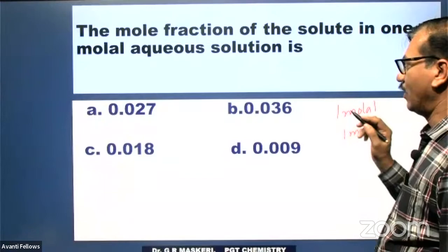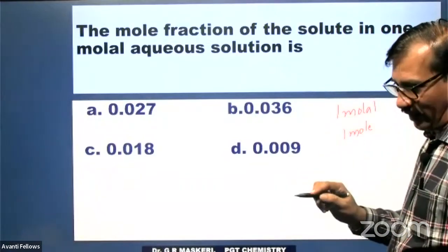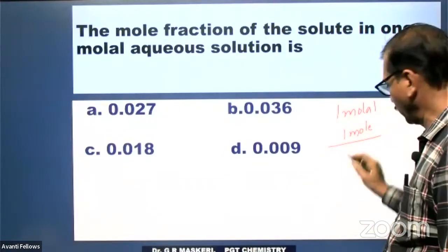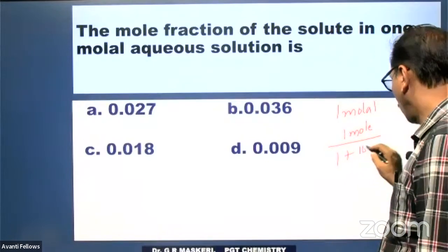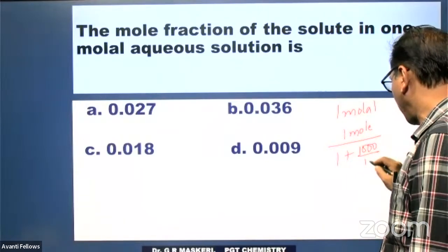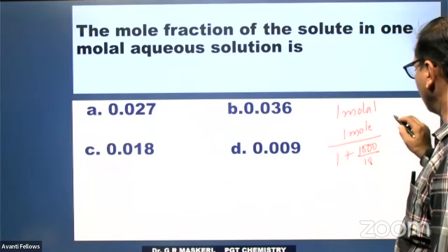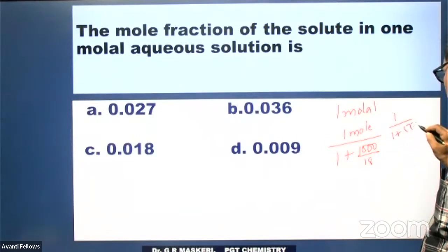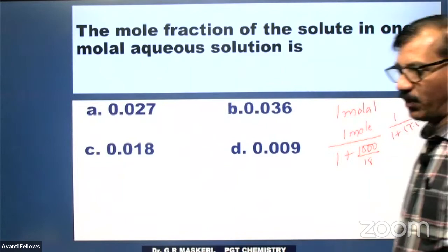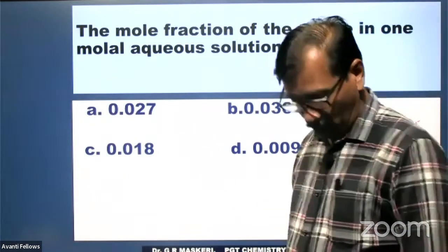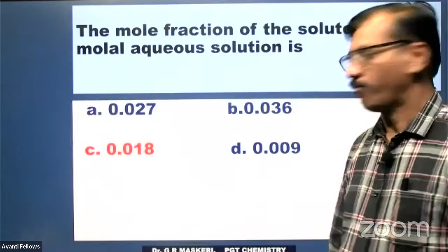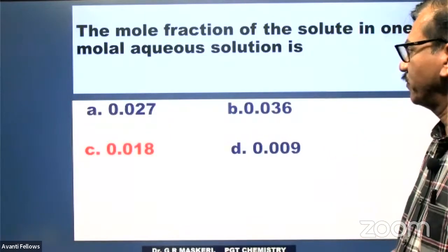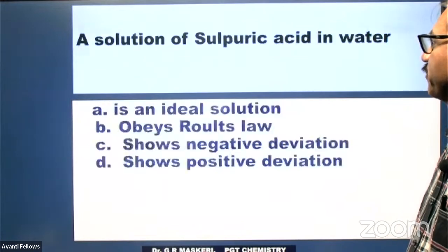Yes, right. 1 mole of solute is dissolved in 1 kg of solvent. So it is 1 divided by 1 plus 1000 grams divided by 18, that is 1 divided by 1 plus 55.5, which is 1 divided by 56.5. If you do this, you will get the right answer. So option C is right. Okay, you have done it fast.